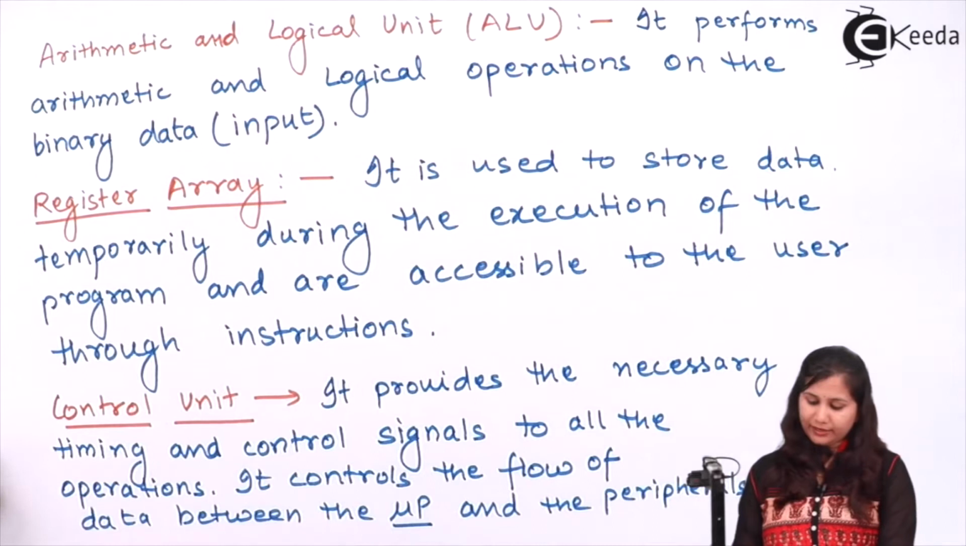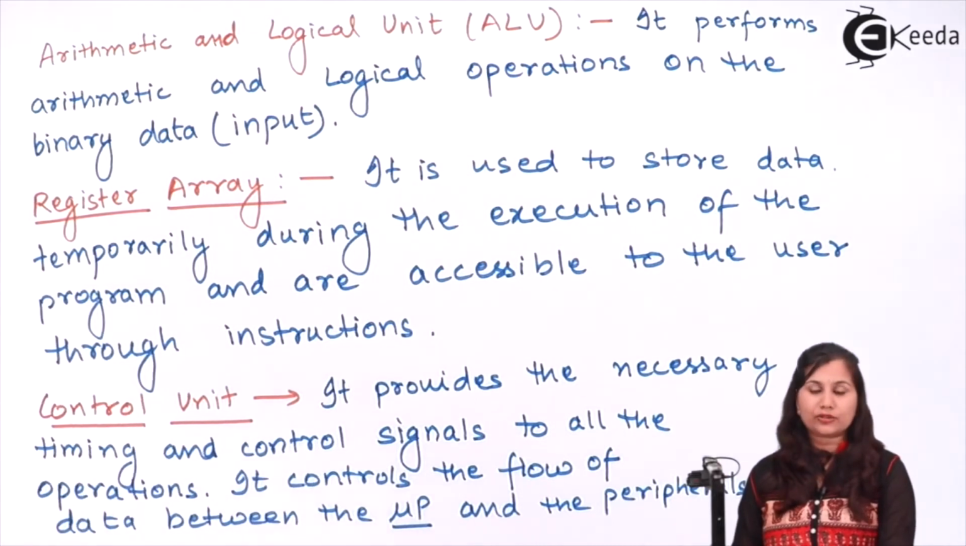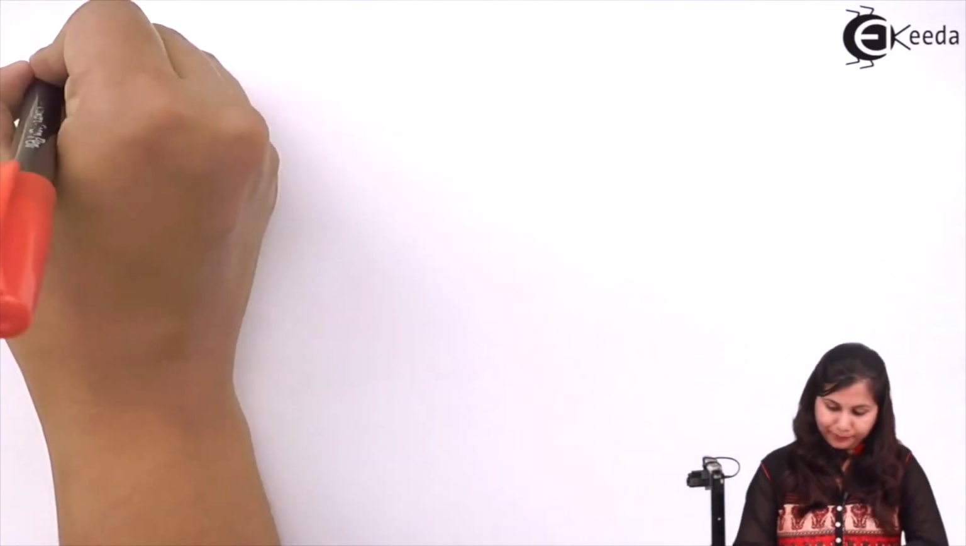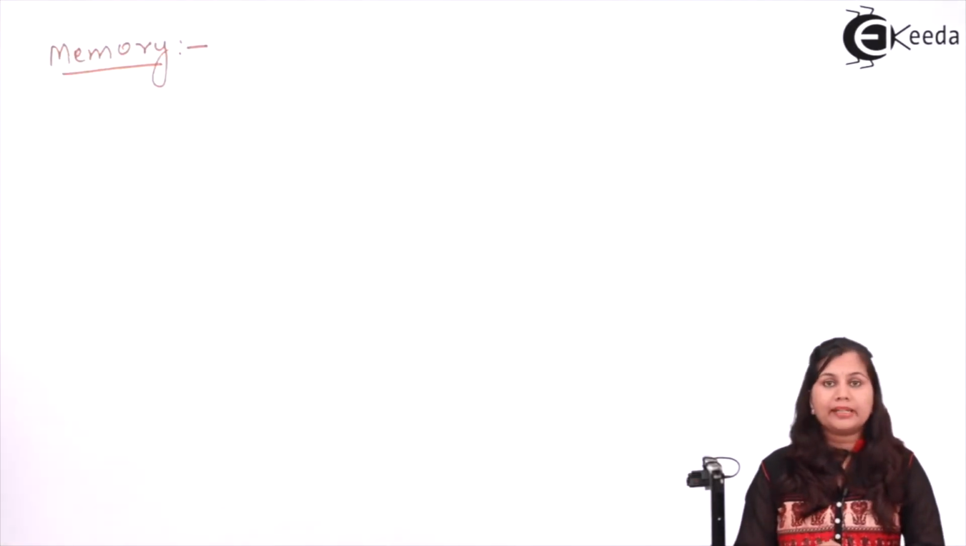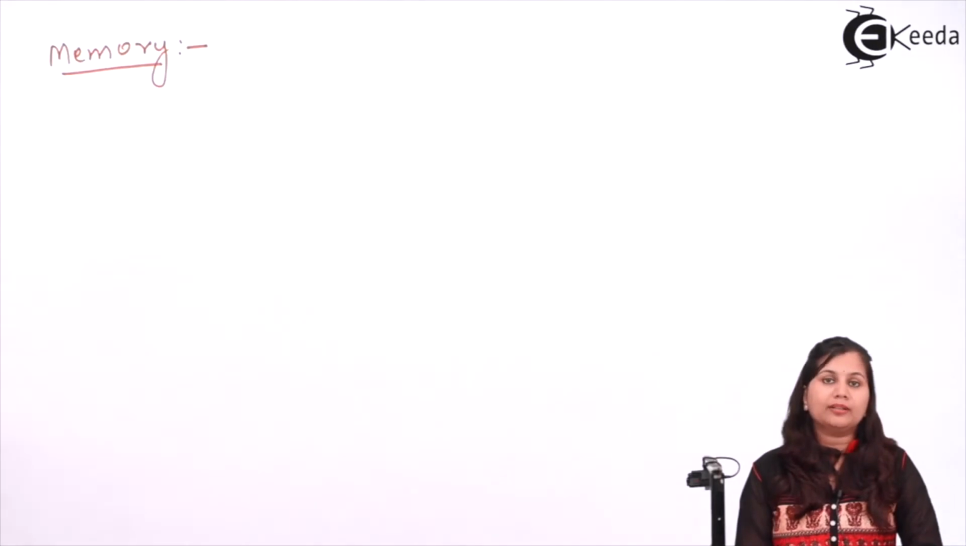Now next we have memory. The next component of the microprocessor is memory. Memory is the storage device. It stores the instructions, the input, the output, and the intermediate results; everything is stored in memory. That is why it is called a storage device.